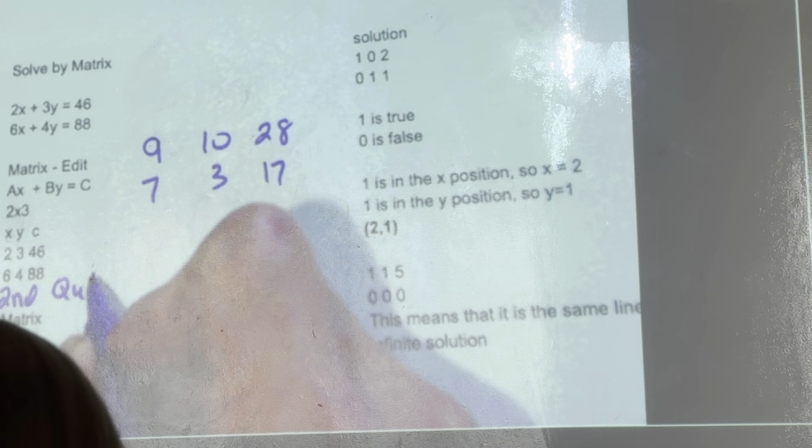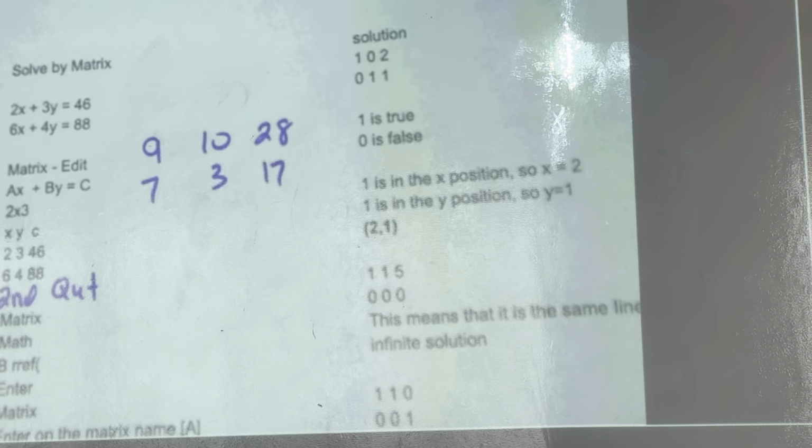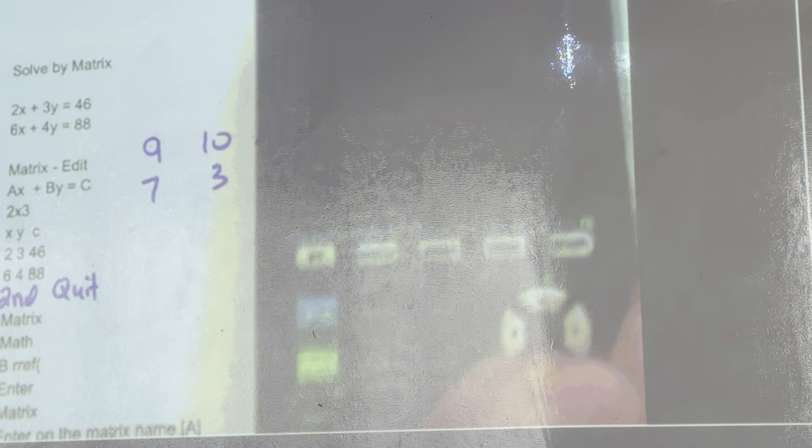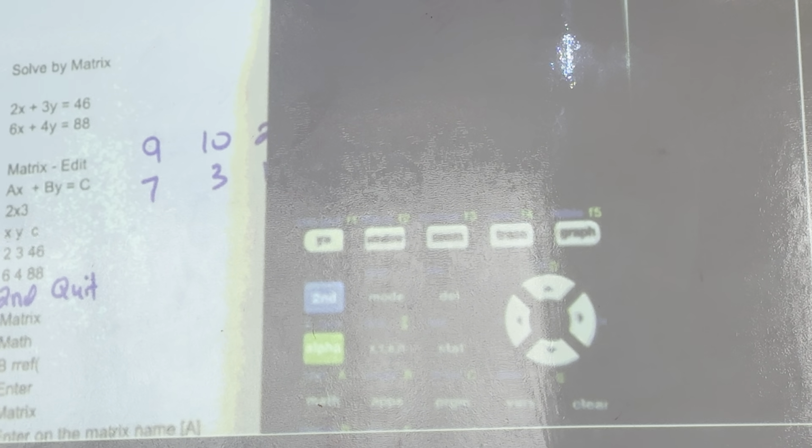Matrix. Like matrix edit or just matrix? Matrix, and then you're gonna press edit, similar to stat. QUIT. Okay? So matrix is right below math in blue, above x to the -1 in the first column. I've asked y'all to reset your calculators. I gotta turn mine down so you can see it.